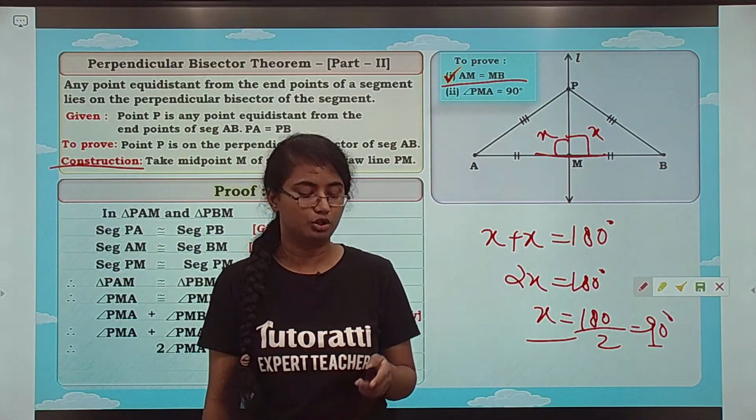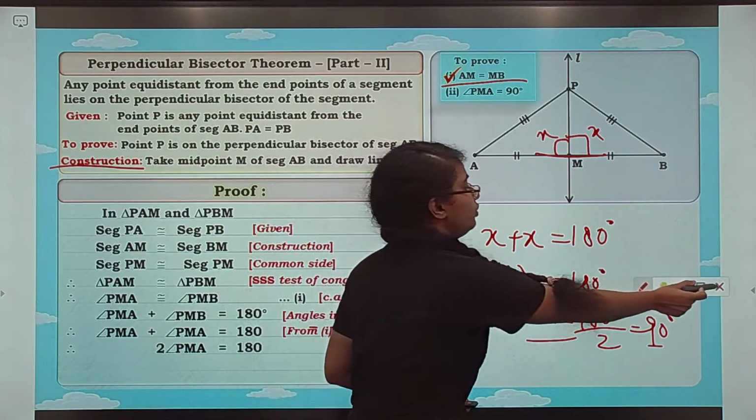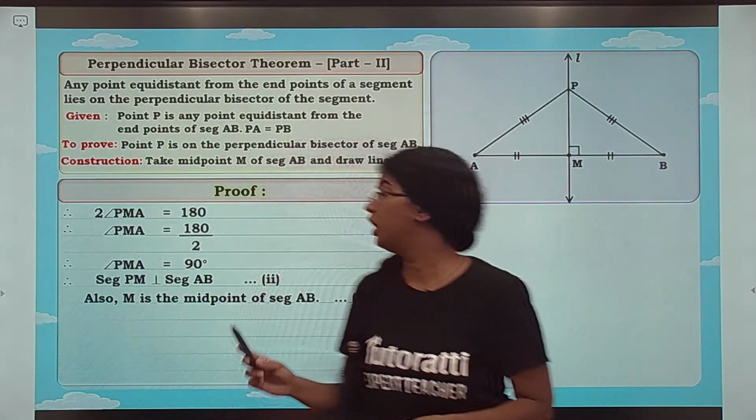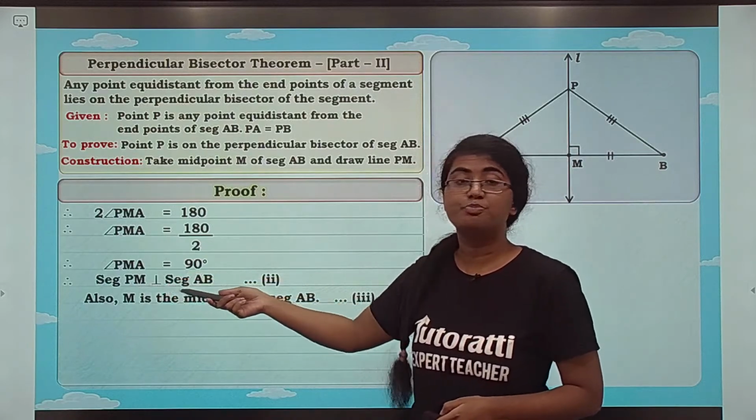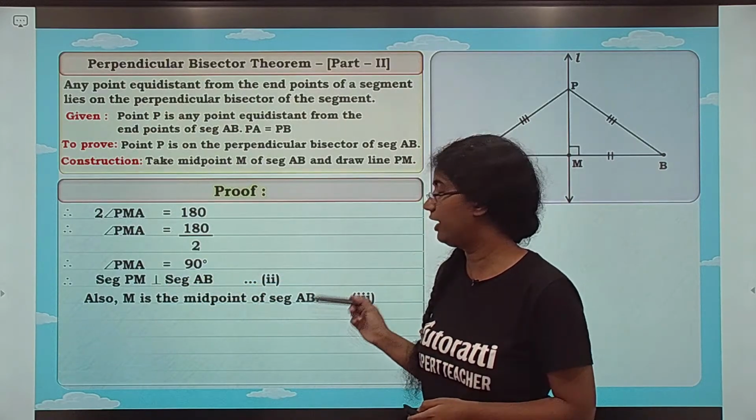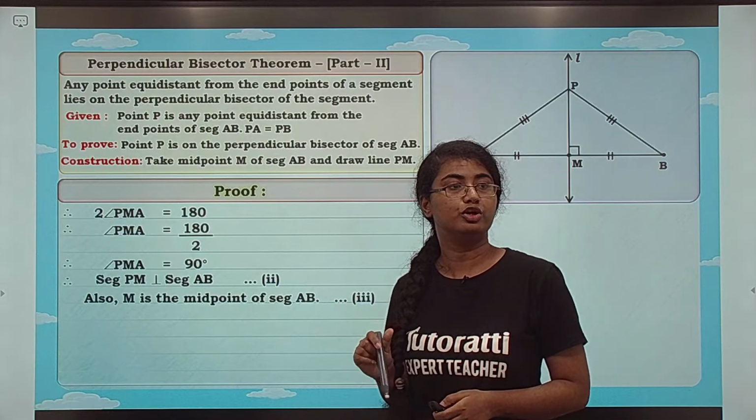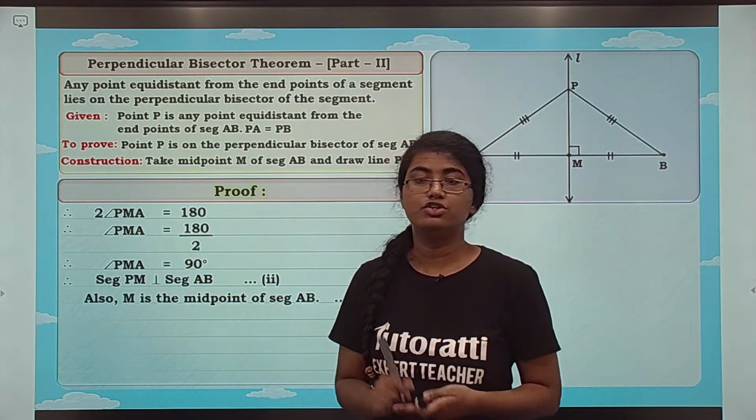Okay, so that we can conclude that PM is perpendicular bisector of AB. Okay, that is what we have to prove. Okay, that is the end of the lecture, students.